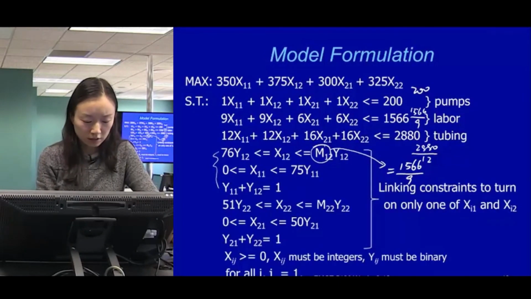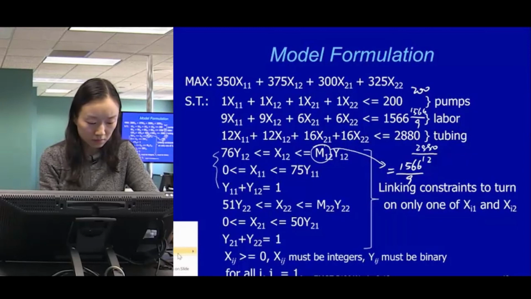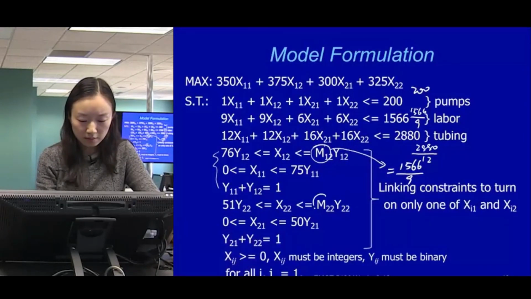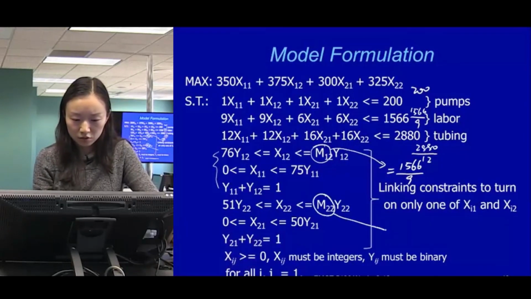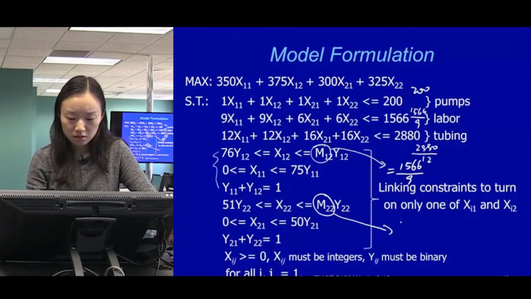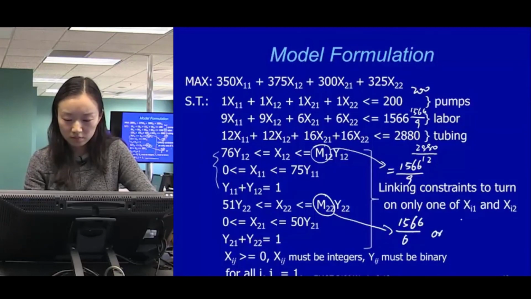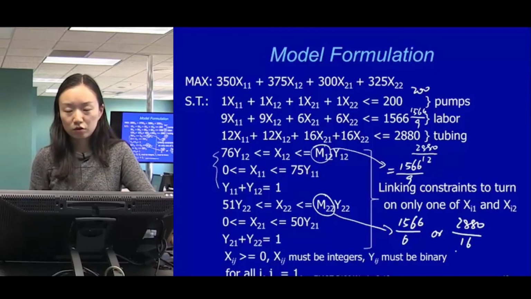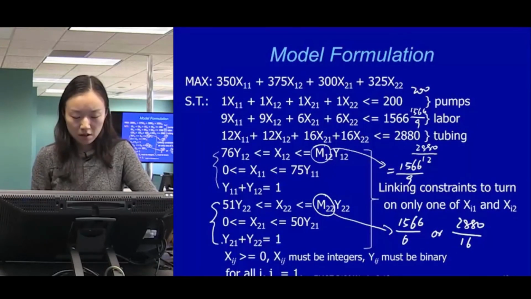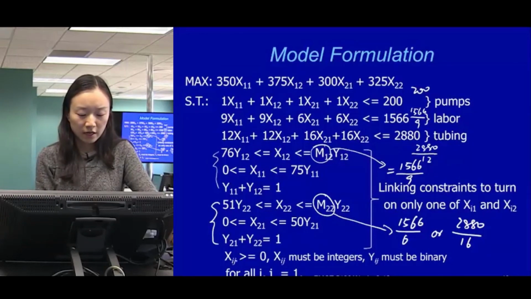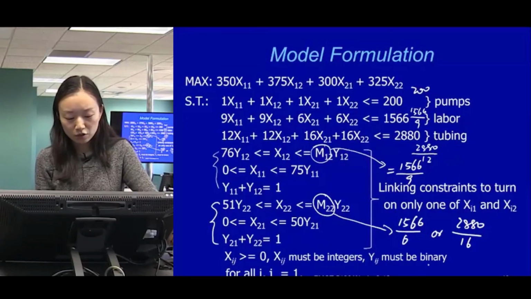Okay, so the same for this M22 value here, it should be 156 divided by 6, or depending on which one is smaller. Okay, so we won't calculate this here. And make sure you specify the xij's are integers and the y's need to be binaries.